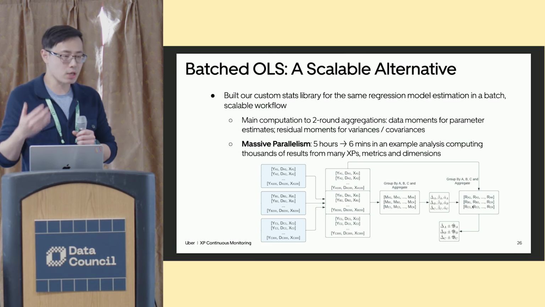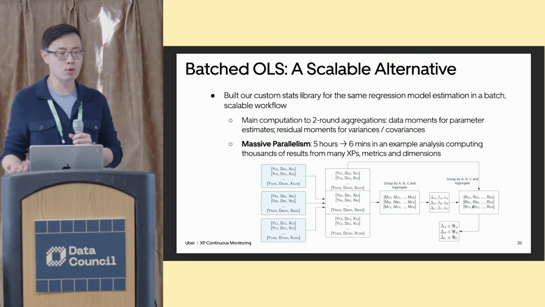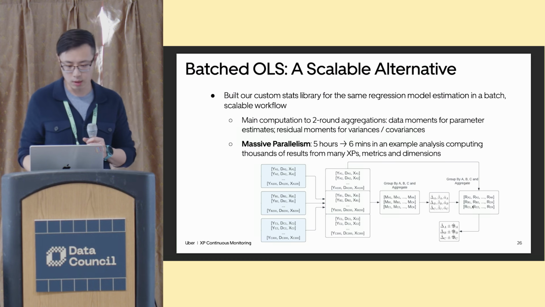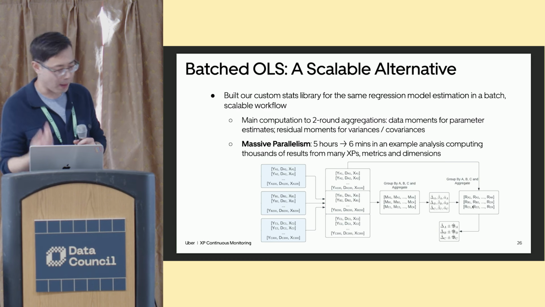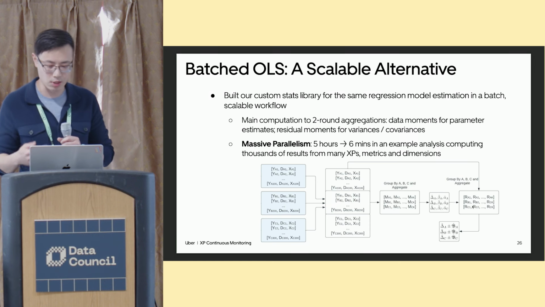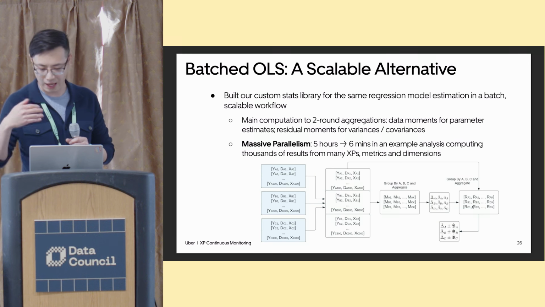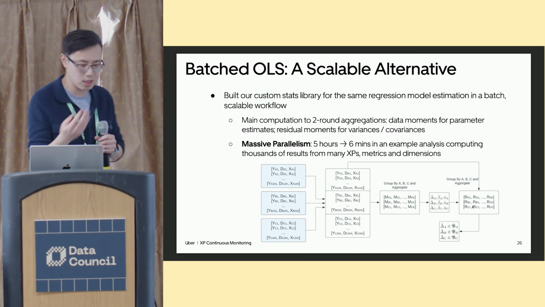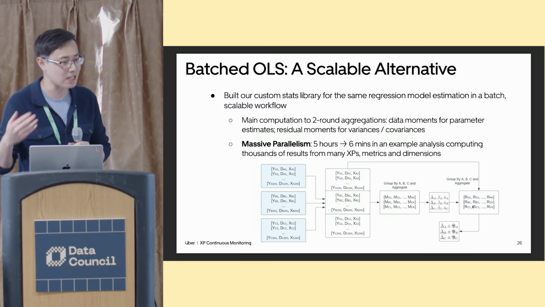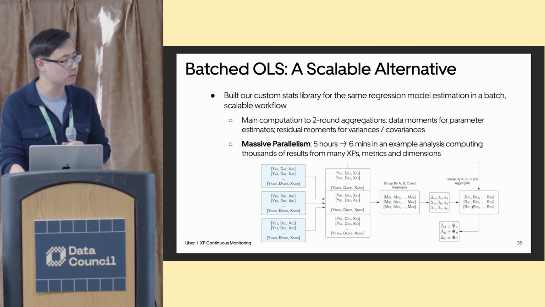So now each aggregation operation is very heavy, but this operation is very straightforward for Spark to understand. So Spark can do its own native optimization. And as a result, we have achieved massive parallelism. A batch analysis job that used to run 5 hours since we need to compute many different XP metrics dimensions, in total thousands of results, now only took 6 minutes in computation. This is exactly what we need to scale our monitoring system to cover many XPs and metrics.